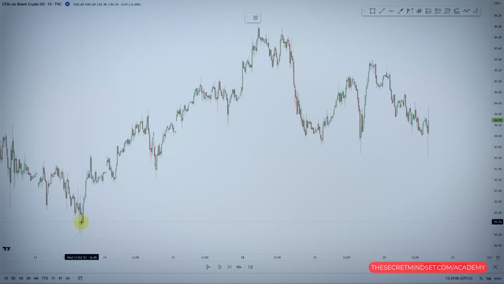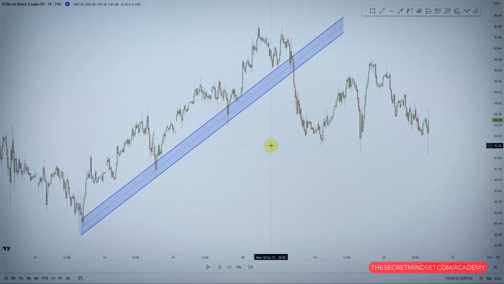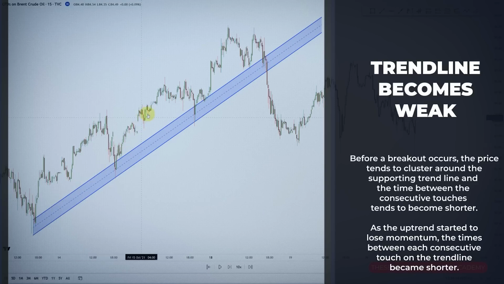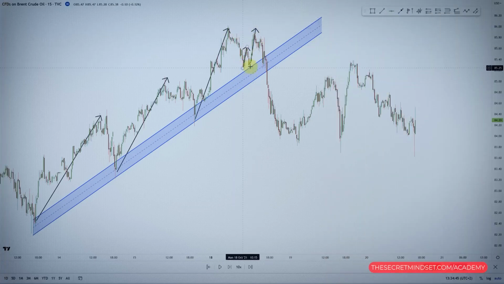So why is it important to measure the time between consecutive touches? We talked about this in the support and resistance module. Before a breakout occurs, the price tends to cluster around the supporting trend line, and the time between the consecutive touches tends to become shorter. As the uptrend starts to lose momentum, the time between each consecutive touch on the trend line becomes shorter. Finally, the time between the last 2 touches was very short, after which the price broke below the trend line and started a strong downtrend. Buyers weren't strong enough to defend the trend line, as sellers kept pushing the price lower.